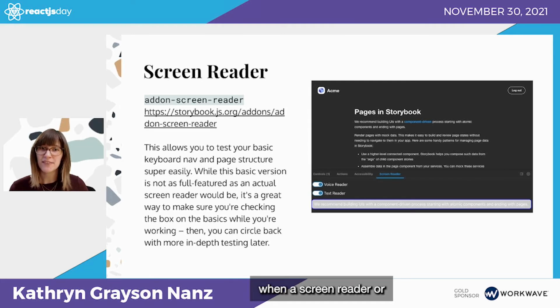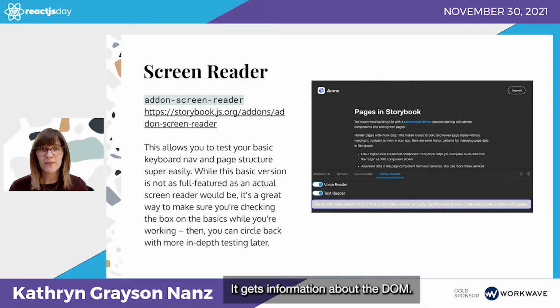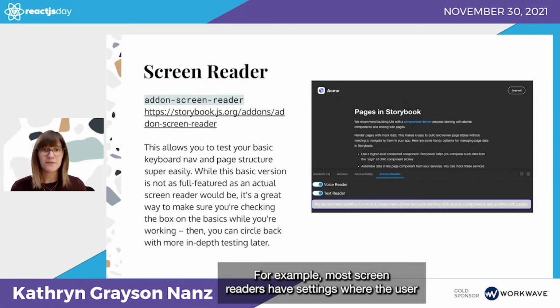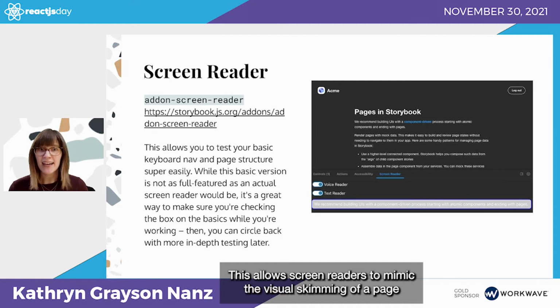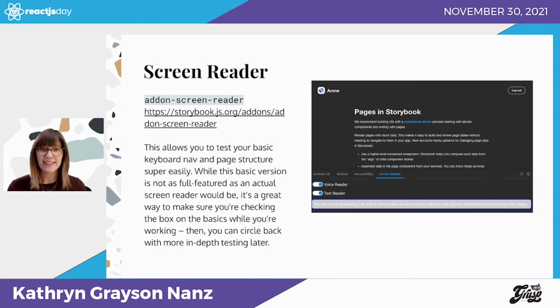When a screen reader or any other sort of assistive device scans your page, it gets information about the DOM. It then uses that information to tell the user about the structure of the page. For example, most screen readers have settings where the user can instruct them to read only the headers on the page or only the links. This allows screen readers to mimic the visual skimming of a page in order to quickly find users the information that they need.